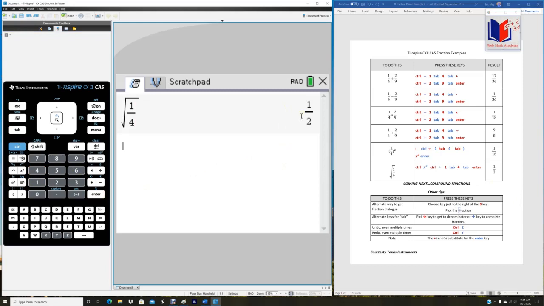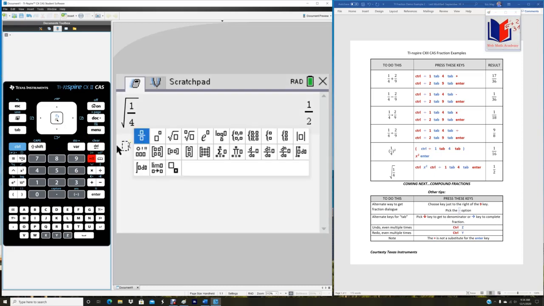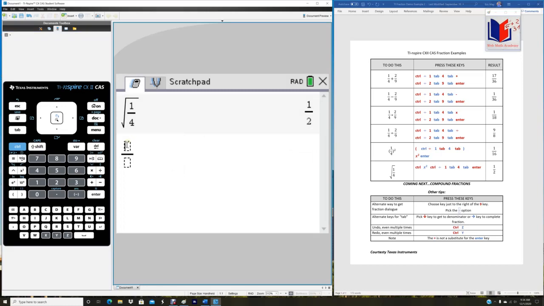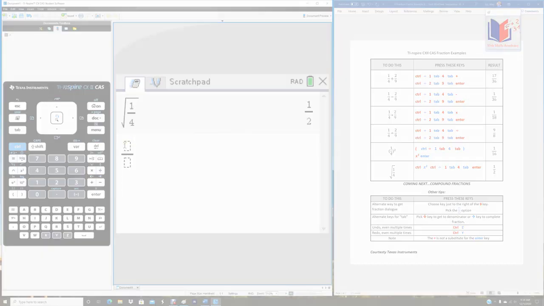If you follow all of the keystrokes here as I have listed, you'll be able to do any operation involving fractions in your TI-Nspire calculator. One other thing I want to show you, we use control and the divide key to get the fraction dialog. You can also do the same thing by hitting this key right here and then hit enter. So whichever one you find is easiest for you to use.